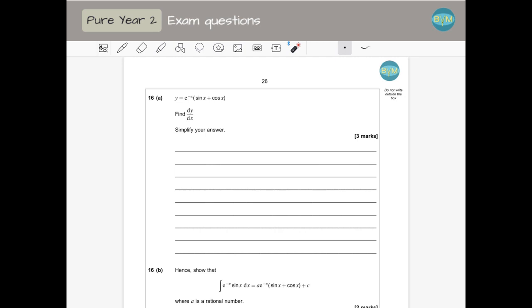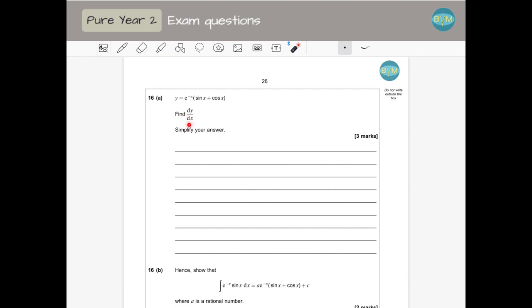Hello, this is question 16 on your AQA paper 1 from June 2019. You have this function here, and we have to find just the derivative, and we have to simplify the answer.